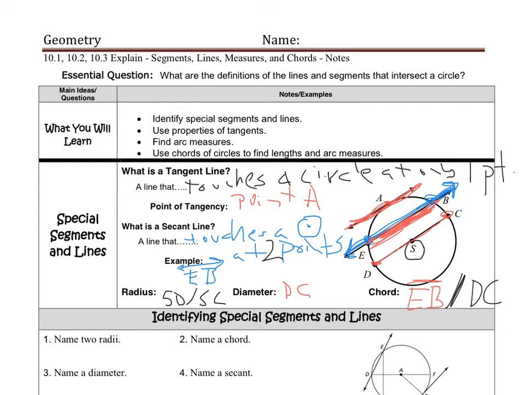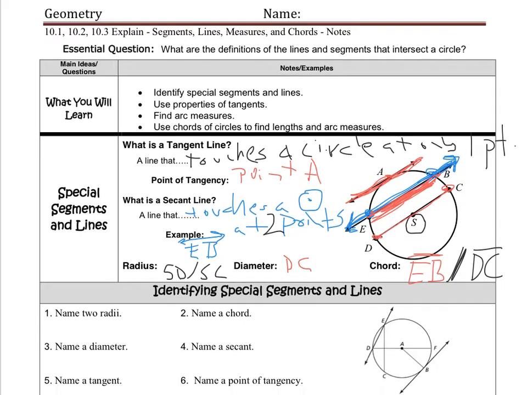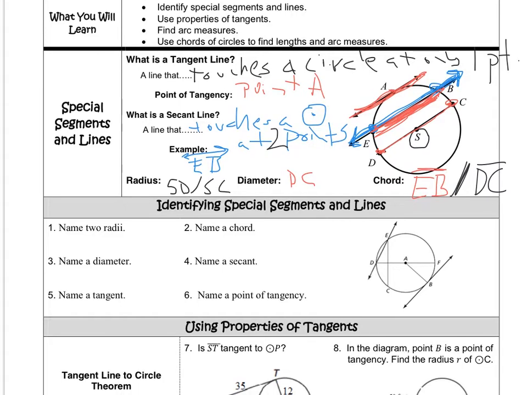Isn't DC the diameter? Isn't that also a segment? It has 2 endpoints on the circle. It's not only a chord, DC, but it's also the diameter. What makes it the diameter? Because it goes through the center. So that's a quick review of the last lesson. Okay, so let's see how you can do on this little section, because this is a review. I want you to answer questions 1 through 6 yourself using this diagram at the right.